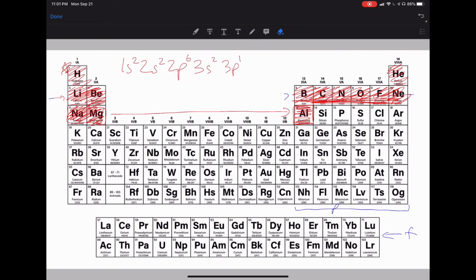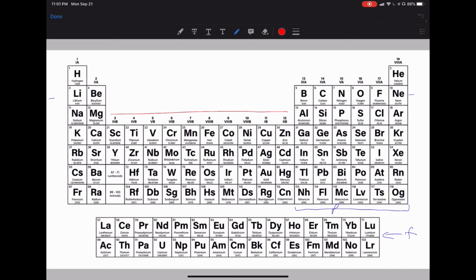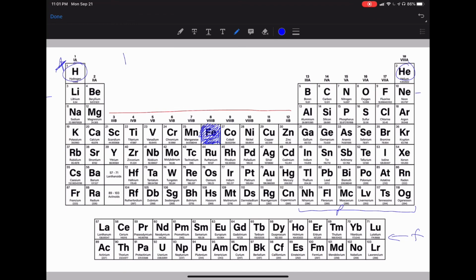Let's do one more practice example. We'll do one that's a little trickier. So I'll do this one. I'll just go in blue. So let's do iron, for example. So this is going to be our target. We're going to write the electron configuration for iron. So again, we start up here. So these two together give us 1s2 because they're both on the first.